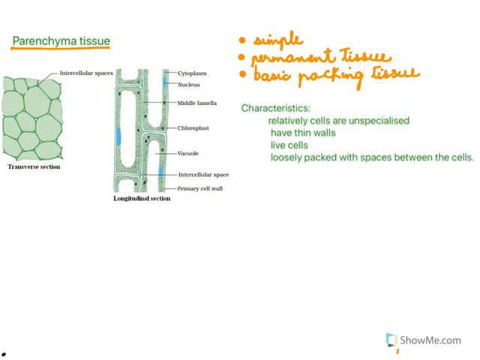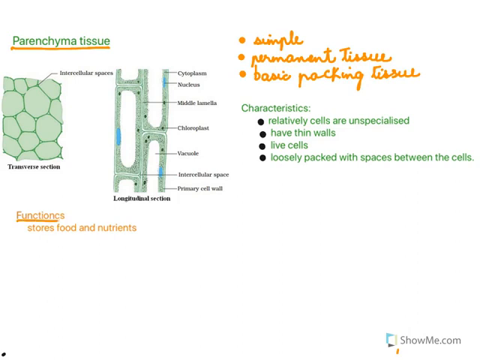Now, to learn the characteristics of parenchyma, the cells are relatively unspecialized. They don't have a special function as such except as a packing tissue. Of course, some cells have chlorophyll and they perform photosynthesis, and there is another bunch of cells which help the plant to float. They have thin walls, they are live cells and loosely packed with space between the cells.